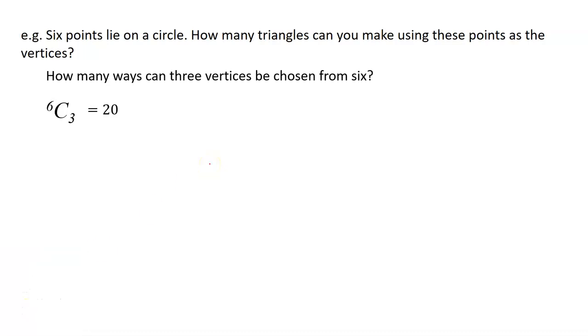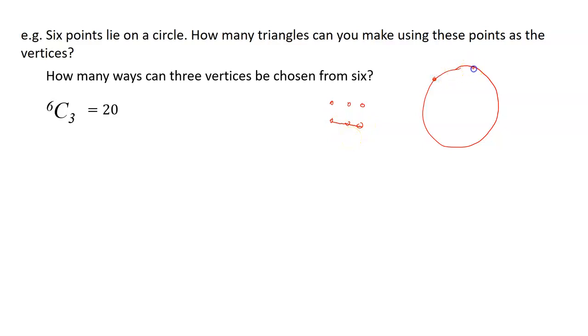Now, just a pointer, which isn't to do with combinations, but is to do with drawing triangles. Sometimes when you're asked to make triangles, there are certain things that you need to think about. So, for example, if I was asked to make triangles from these 6 dots here, if I were to choose these 3 dots, I haven't made a triangle there. I've made a straight line.